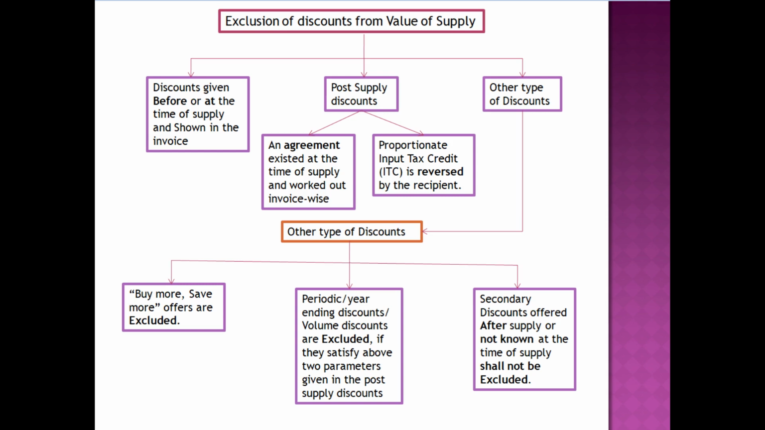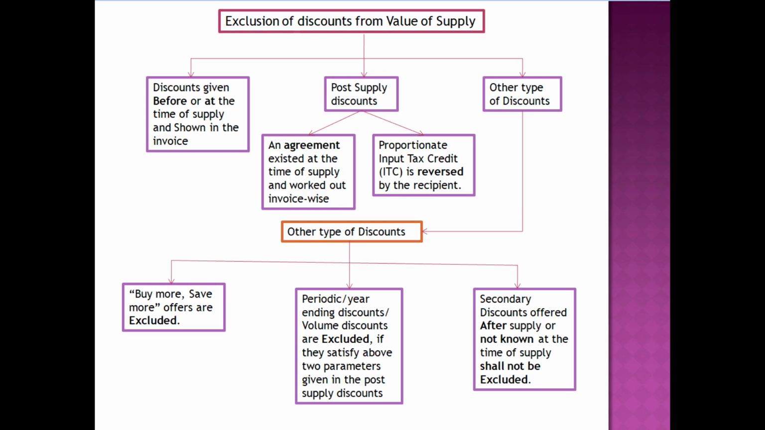And the last category is other certain types of discounts specified. They are buy more save more offers, which means if a person buys above 10,000 they get 10% off, and above 20,000 they get 20% off, like this. These discounts are allowed only if shown in the invoice. And the next one is similar to the first one, but it is a periodic or year-ending discount or volume discount, like 10% off on purchase of 1 lakh units in a year. These discounts are allowed only when the two conditions given in the post-supply discounts are satisfied. They are, an agreement existed at the time of supply and the proportionate ITC is reversed by the supplier.